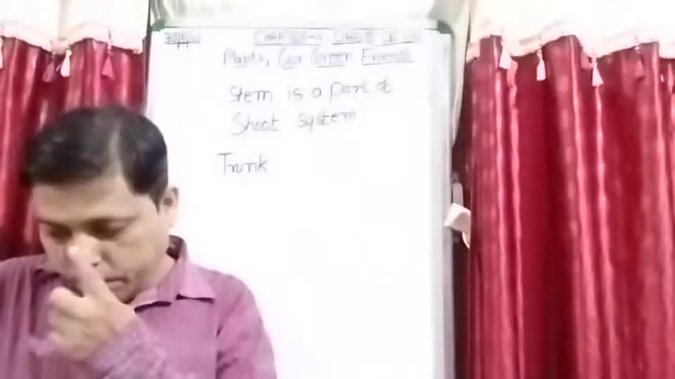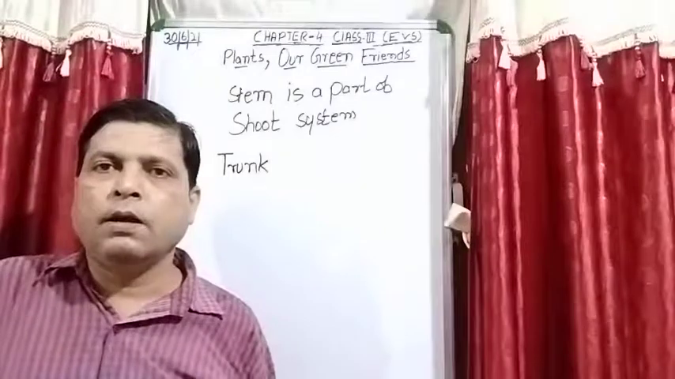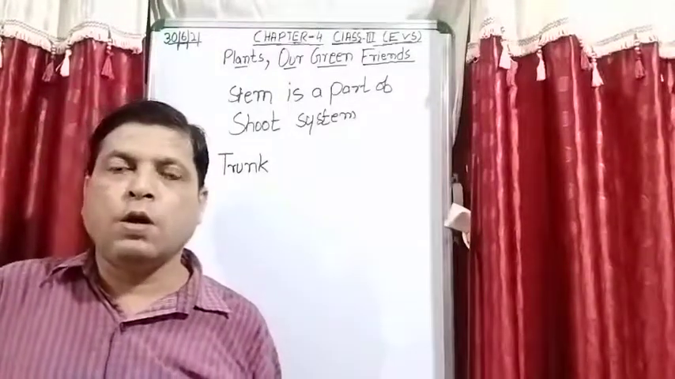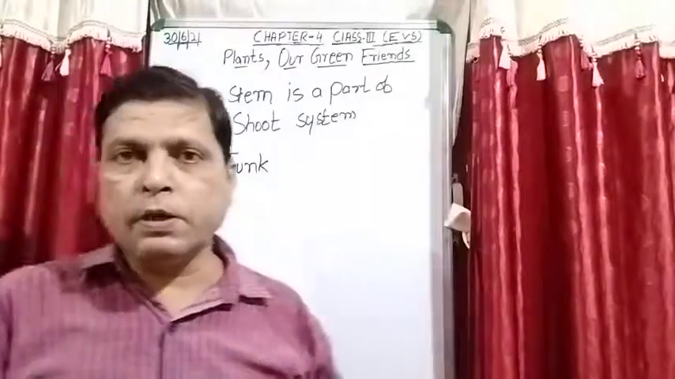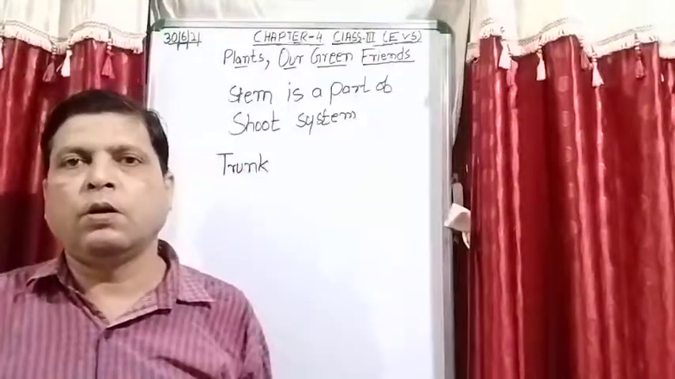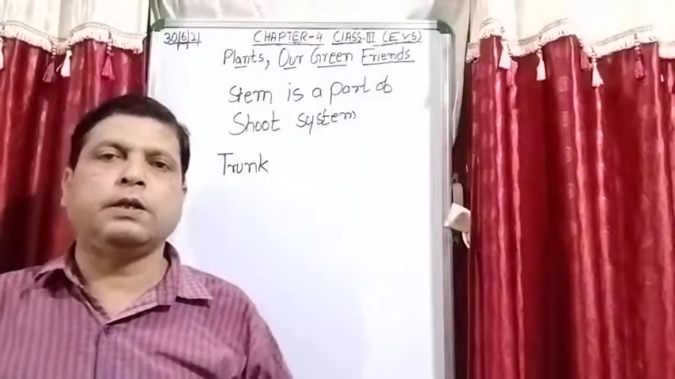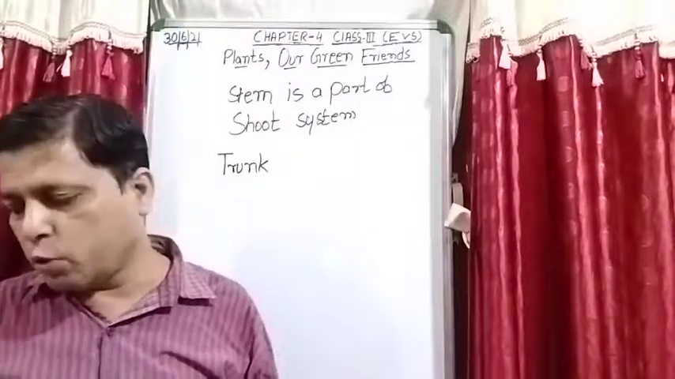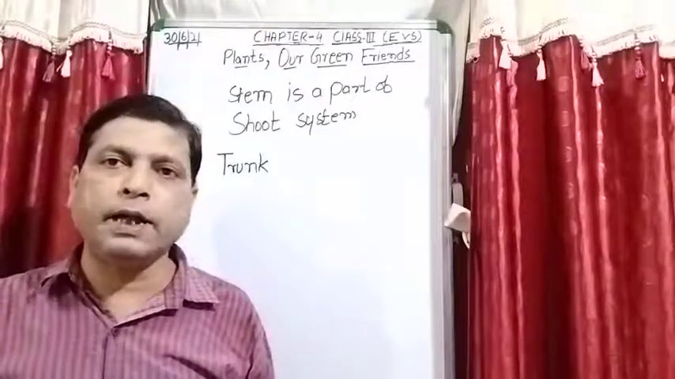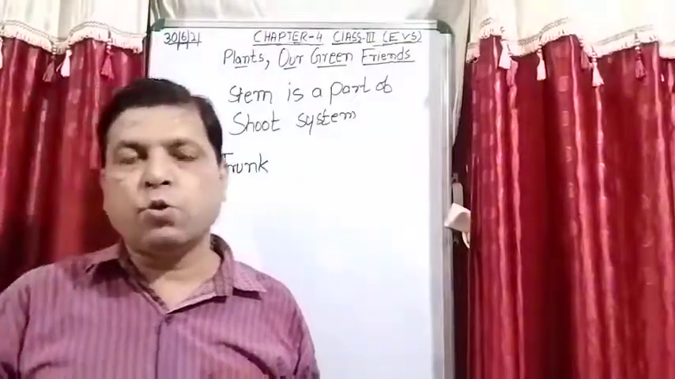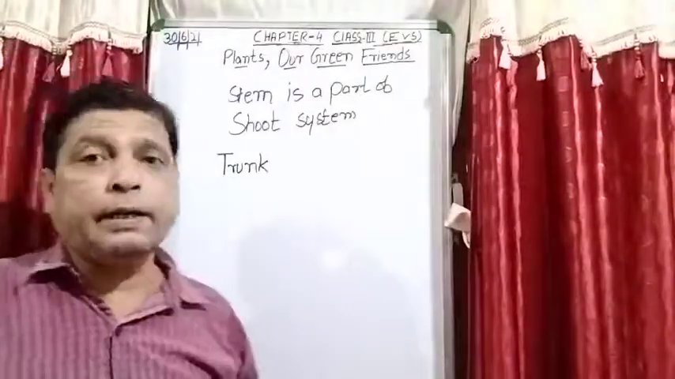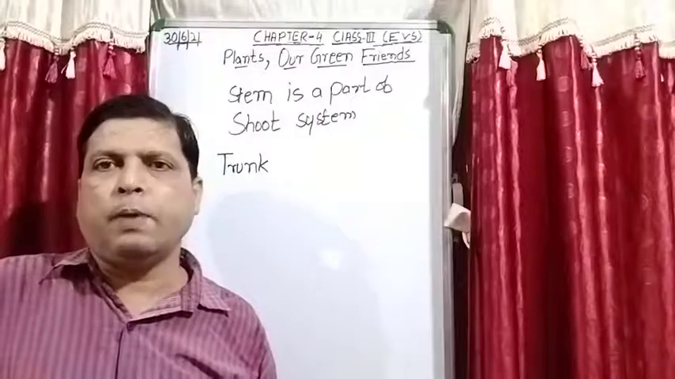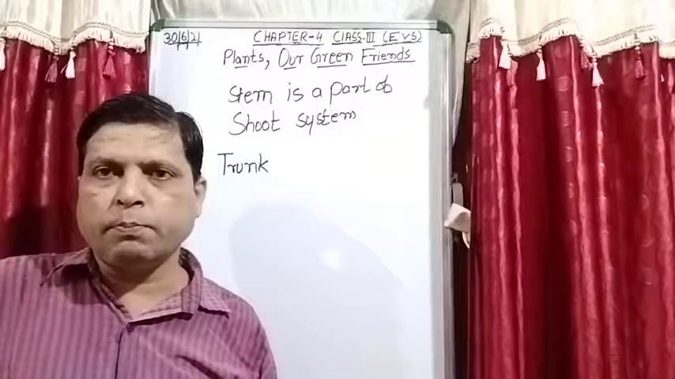Now after that, when I discussed the functions of a stem with you, it gives support to the plant above the ground. In your book it is written, it keeps the plant upright and straight. So what does it mean? It means that it gives support to the plant. Is it clear?